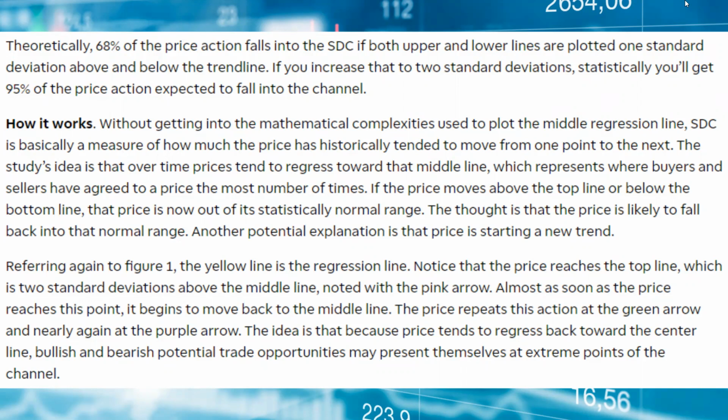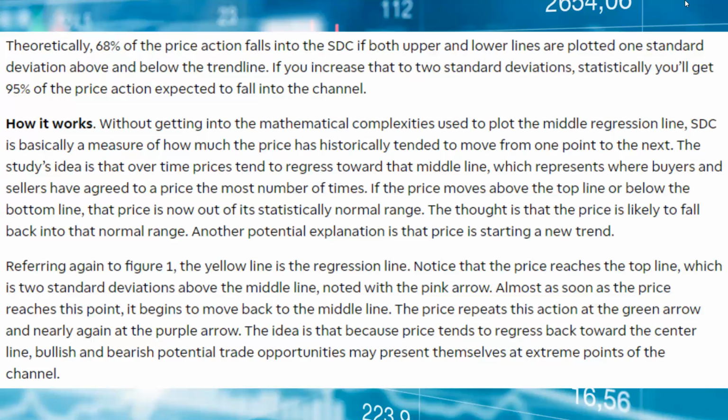The thought is that the price is likely to fall back into that normal range. Another potential explanation is that price is starting a new trend. Referring again to that Figure 1, the yellow line is the regression line, and we take a look how the price reaches the top line, which is two standard deviations above the middle line, noted with the pink arrow. Almost as soon as the price reaches that point, it begins to move back to the middle line. The price repeats that action at the green arrow and nearly again.